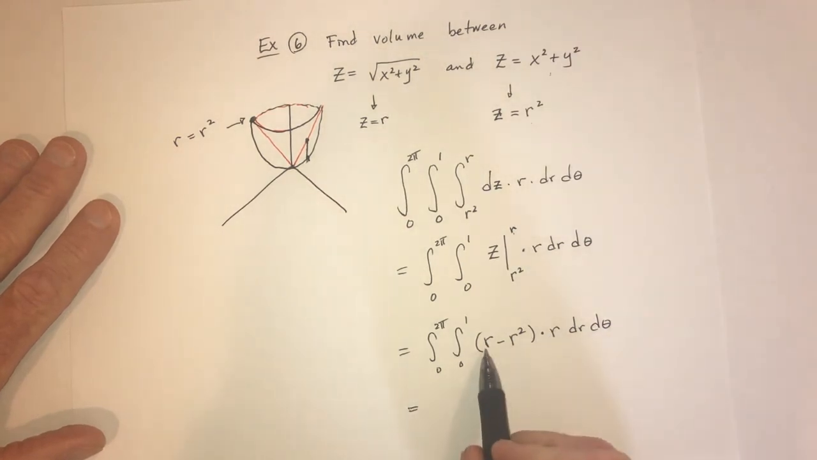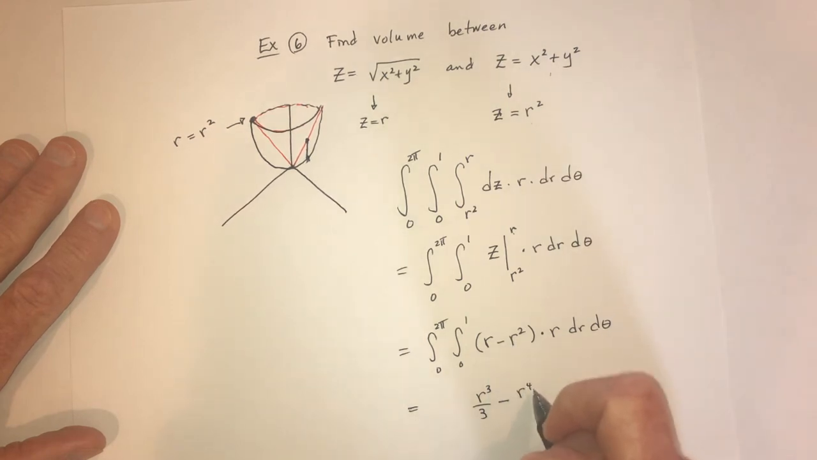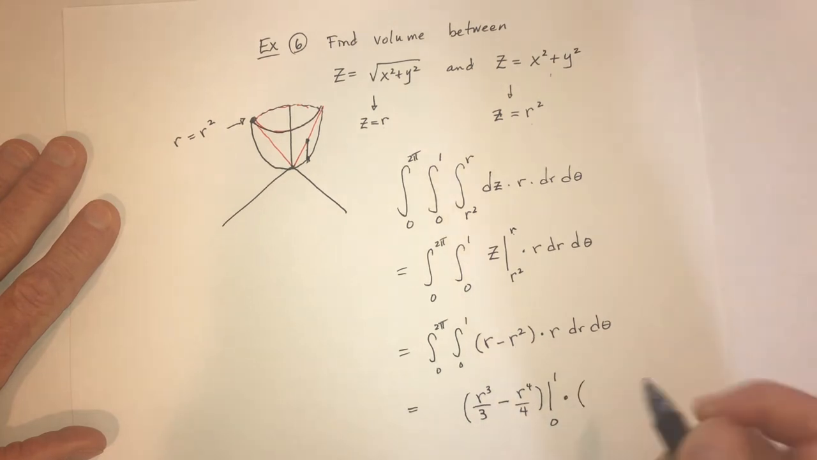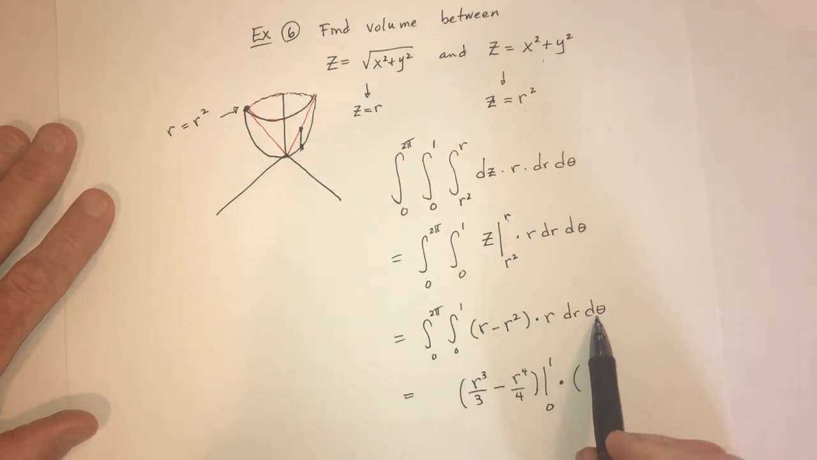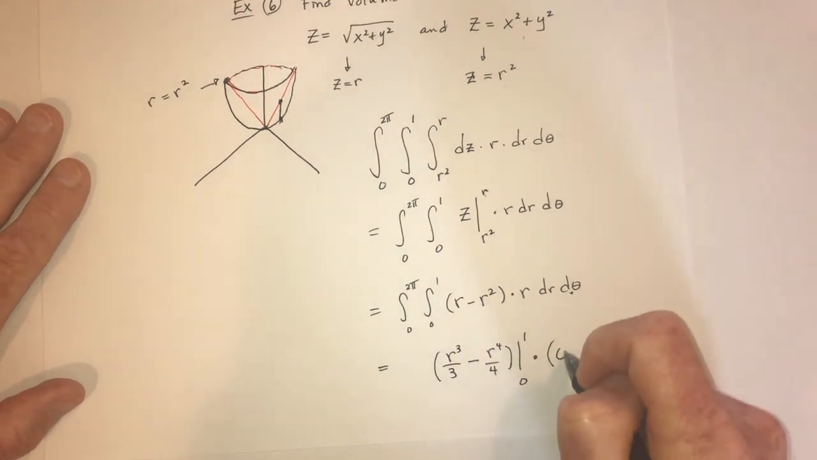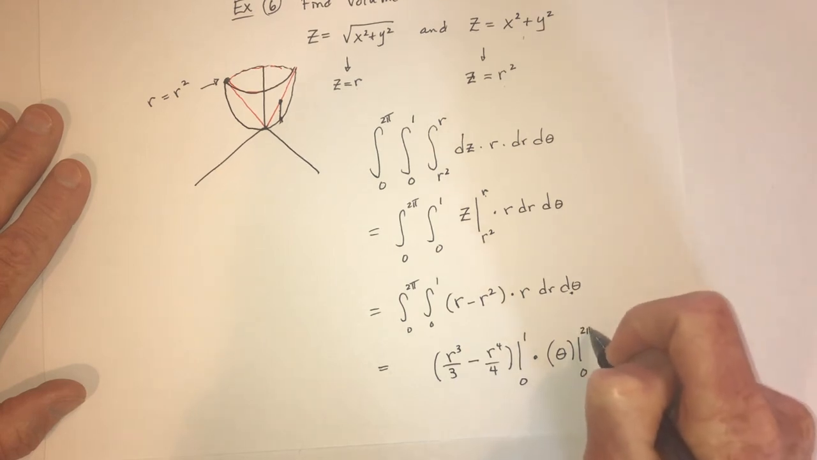So when you distribute, this is going to be r squared, and then integrate that, it's r cubed over 3. When you distribute, this is going to be r cubed. The antiderivative will be r to the 4 over 4. And then that part gets evaluated from 0 to 1. When you do the antiderivative of the d theta, that's going to be theta. And that gets evaluated from 0 to 2 pi.